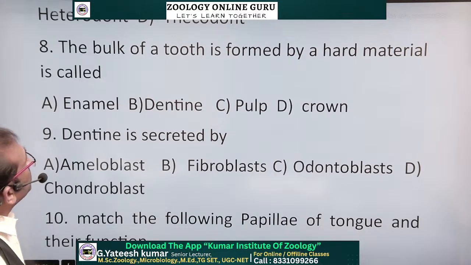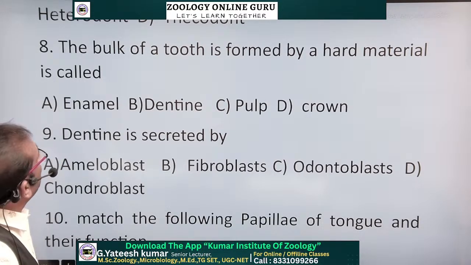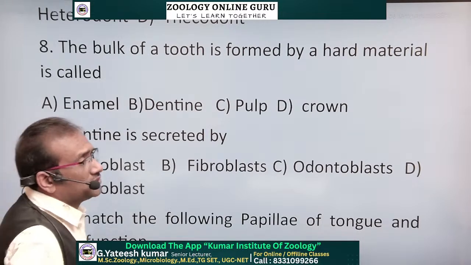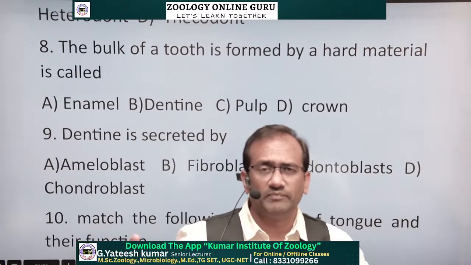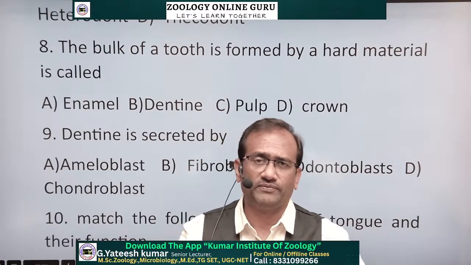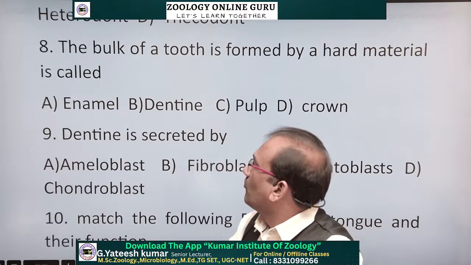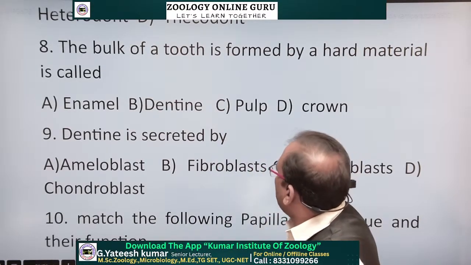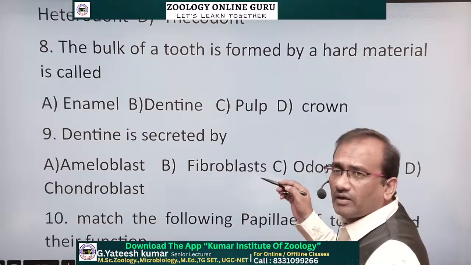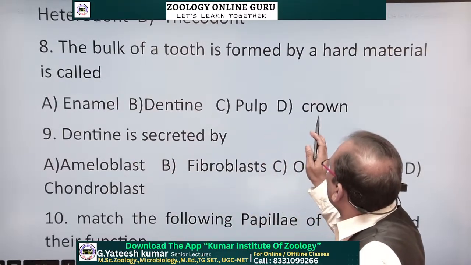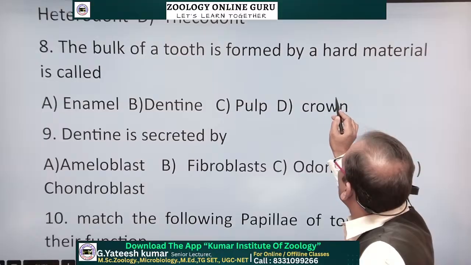The bulk of a tooth is formed by a hard material called what? A tooth is made up of enamel, dentine, pulp, and crown. Crown is the uppermost part of the tooth.